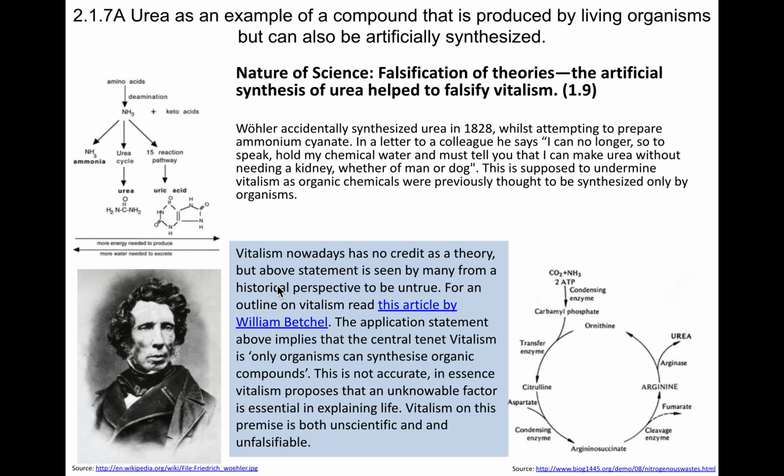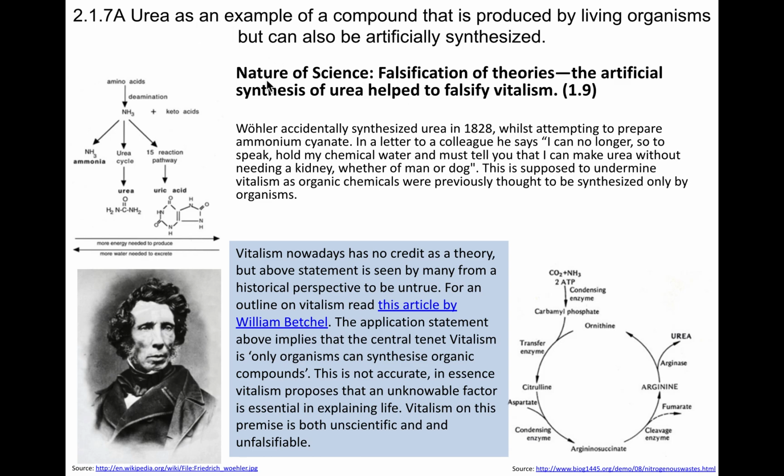So the last topic is an application that they want you to know about for IB. So urea, which is usually something produced with your kidney, is an example of a compound that is produced by living organisms but can also be artificially synthesized. So before, we used to think organic compounds could only come from living things, but we've found that we can actually synthesize them, so it can be man-made.